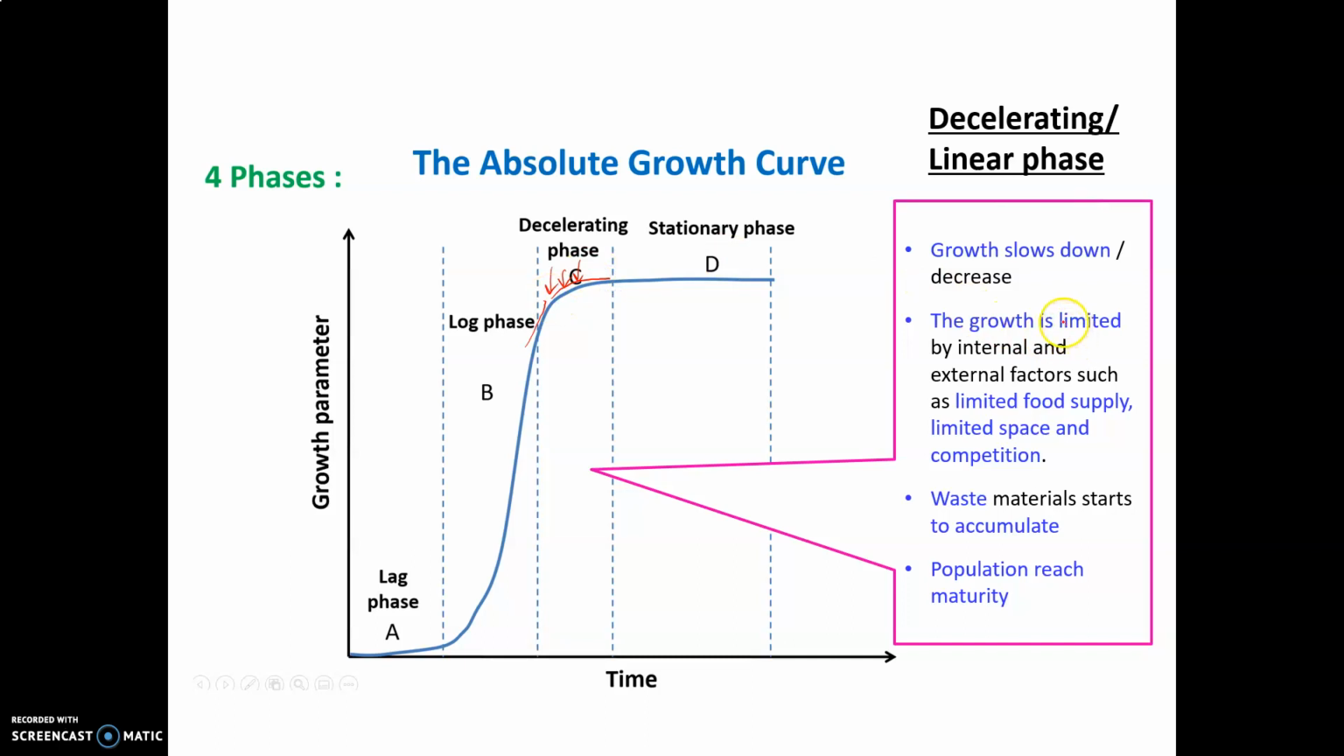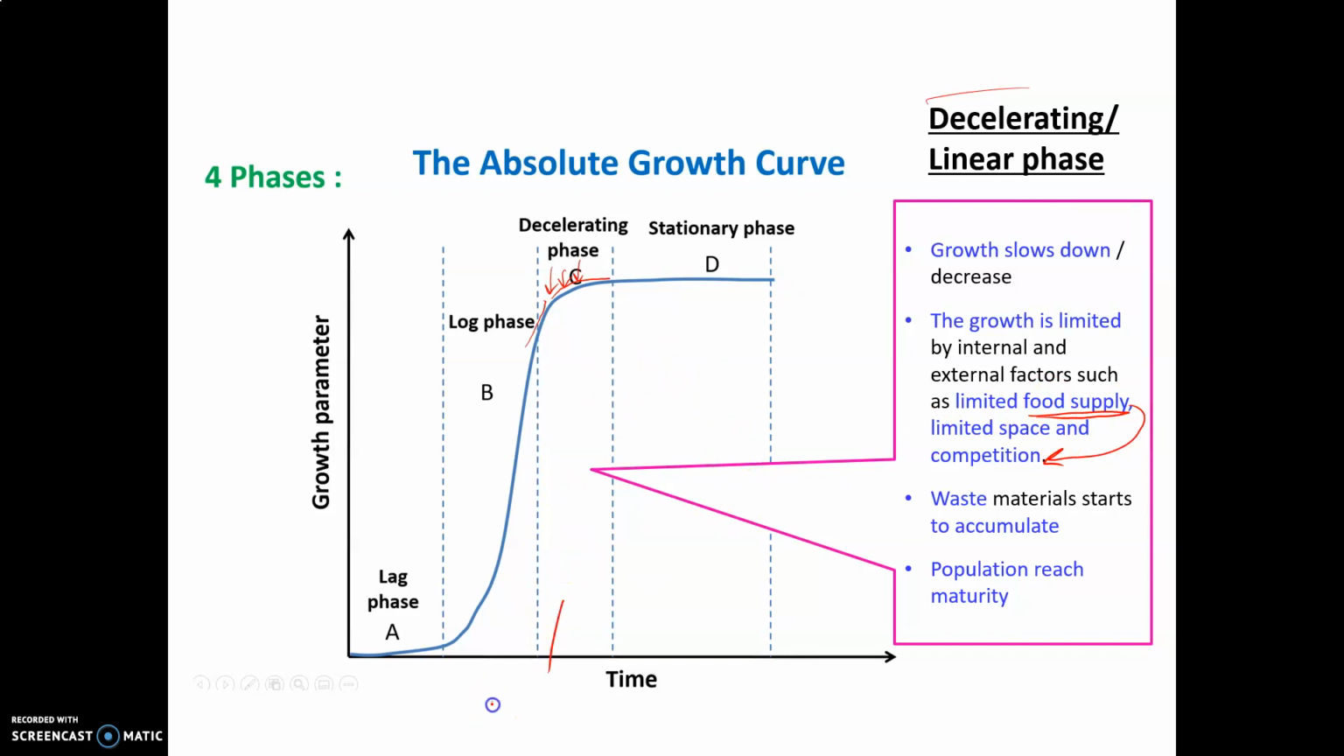The growth akan slows down and then the growth is limited. And this phase kita panggil decelerating ataupun linear phase, ataupun I prefer you call it decelerating phase. Dia akan berkurang. Tadi accelerating, this one decelerating phase. The growth is now limited by the external factors. Contohnya, as I said, adanya limited food supply, adanya persaingan, in which leads to what we call intra-specific competition.